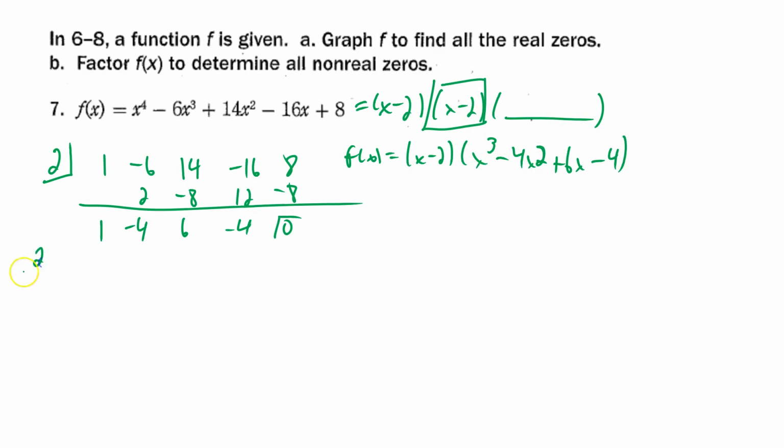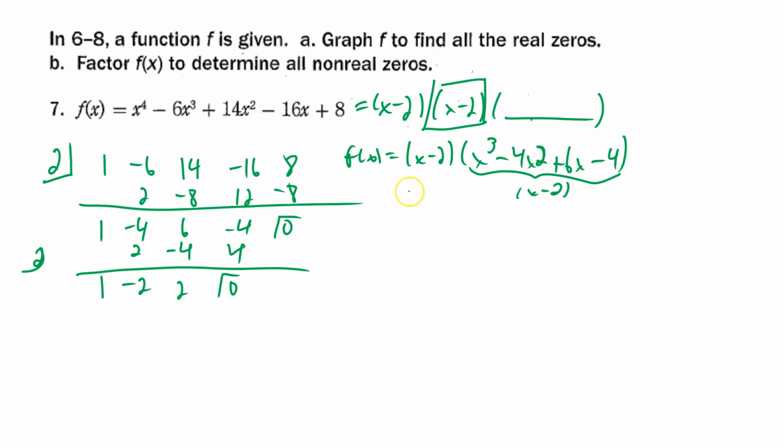But I can still pull another x minus 2 out of this guy. So I'll just put another 2 in the box, and I'll use this guy. So 1 comes down, times 2 is 2, negative 2 times 2 is negative 4, gives me a 2, times 2 is 4, gives me 0. So now I've pulled out that second x minus 2. There's an x minus 2 factored in here that I can pull out. So now I have f of x is x minus 2 times x minus 2 times x squared minus 2x plus 2.